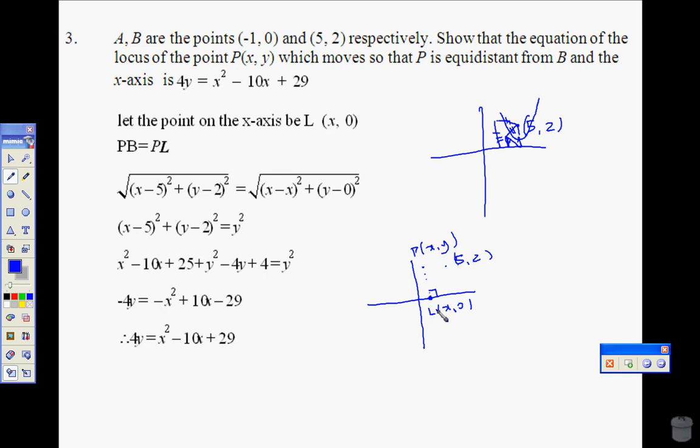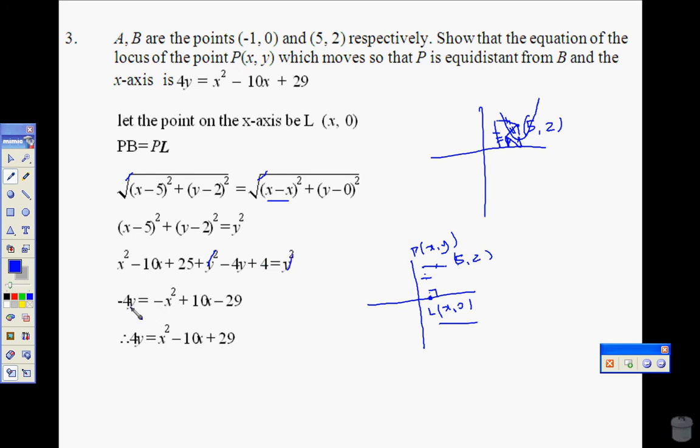So if that's the case, PB is equal to PL. We know P is (x, y), and we know B is (5, 2). So the distance from P to B has got to be the same as the distance from P to L, and I've got L being (x, 0). So I apply all those values in the distance formula to PB and PL. I've got the square roots on both, and they can both cancel because it's the same, so I can square both sides. The (x minus x) all squared is going to give me 0 there. That's just going to leave us with y squared on this side. I'm going to have (x minus 5) all squared plus (y minus 2) all squared, expanded out, and notice the y squareds are going to cancel.